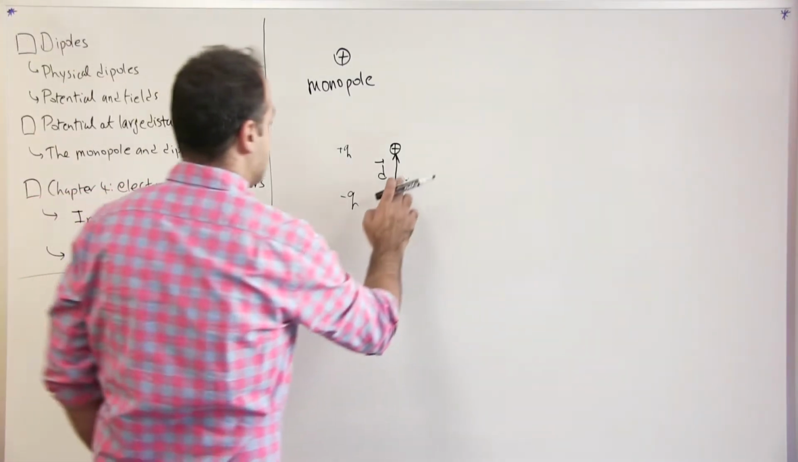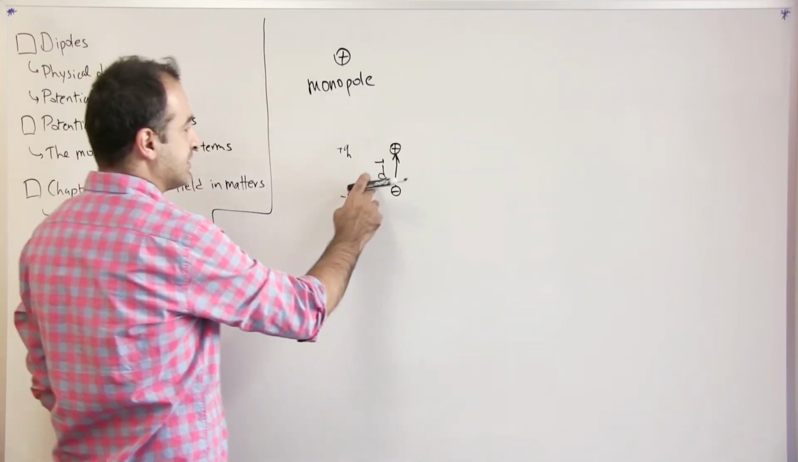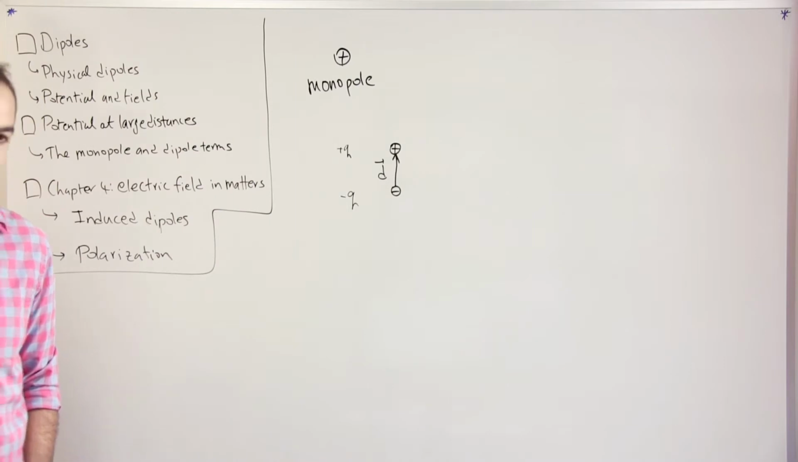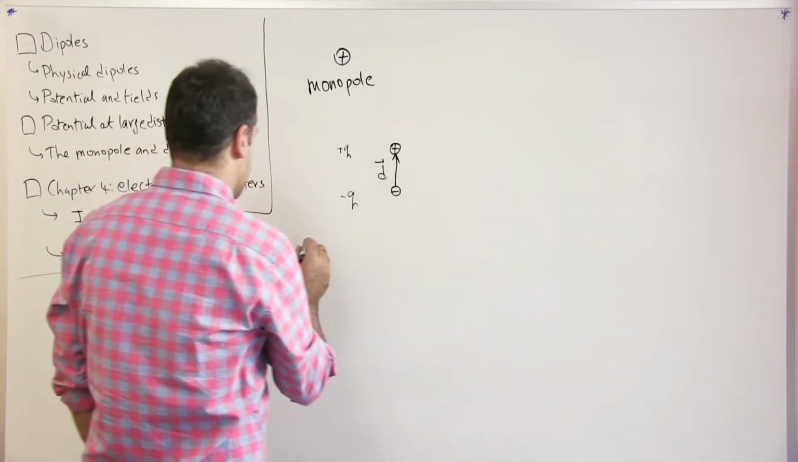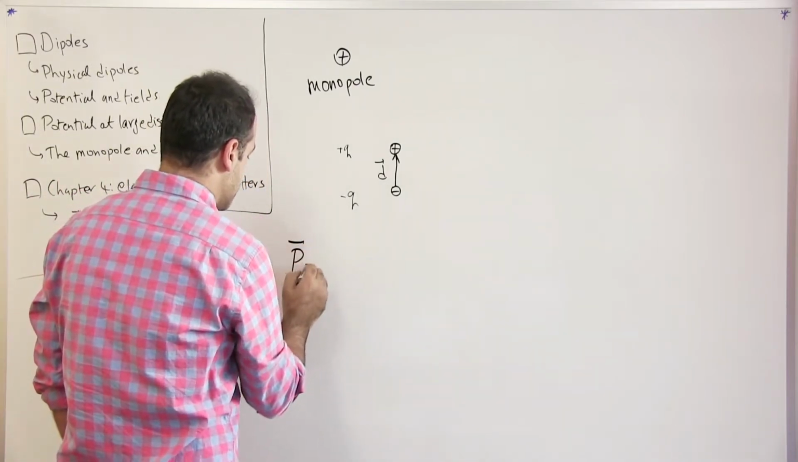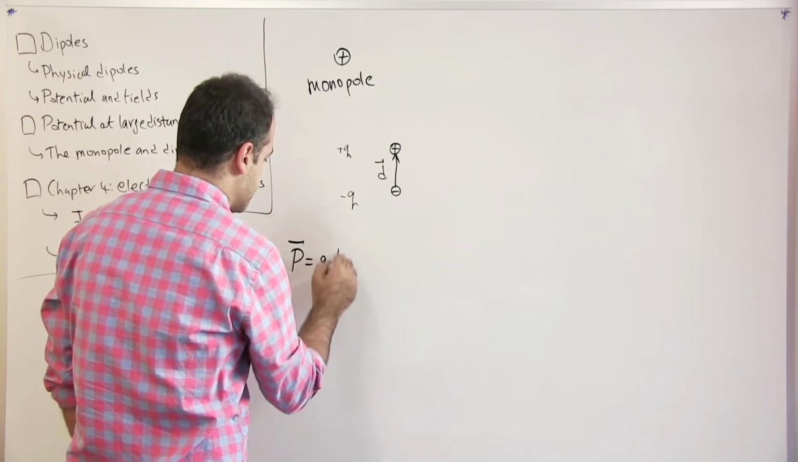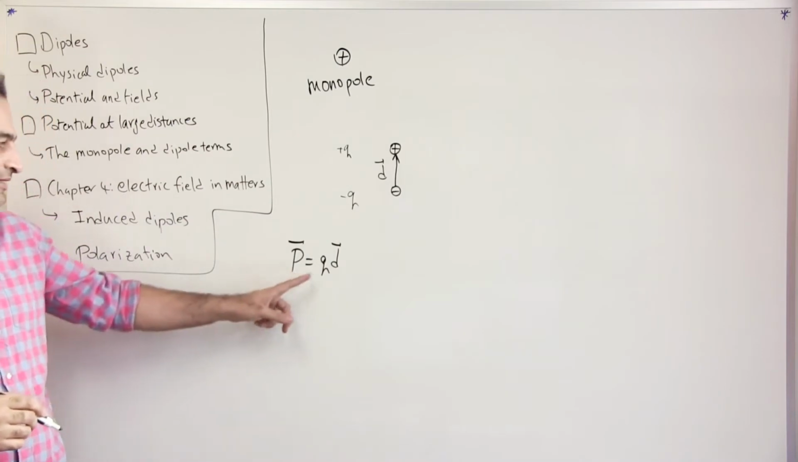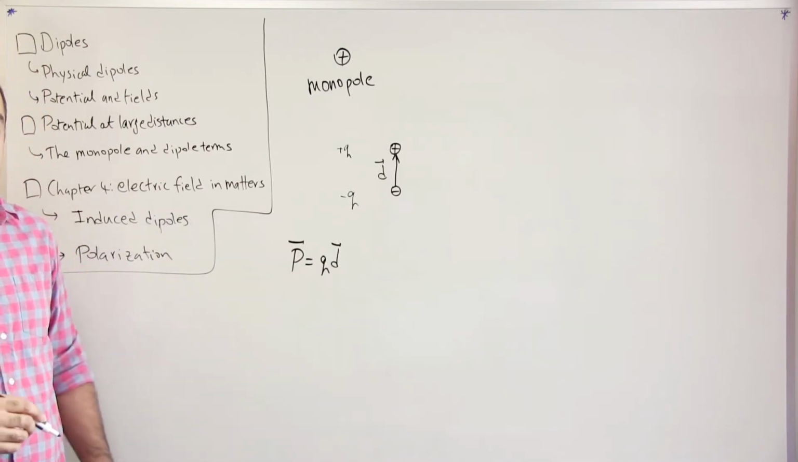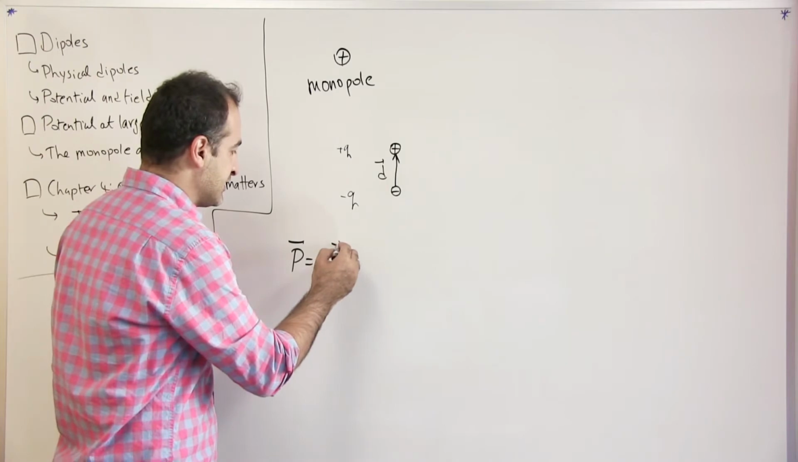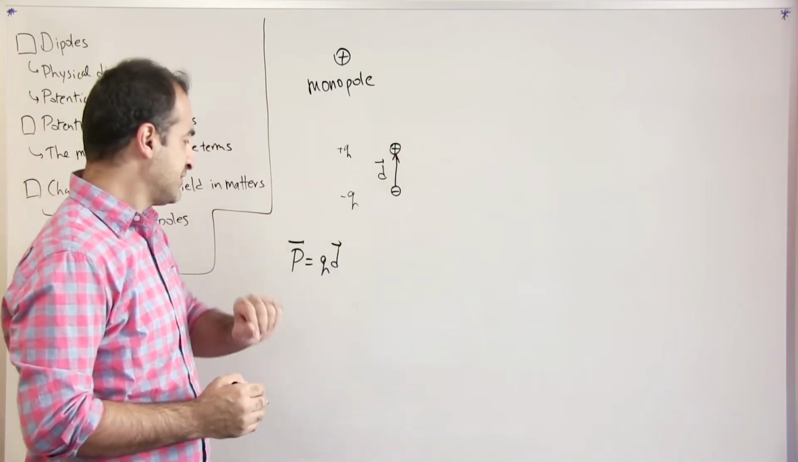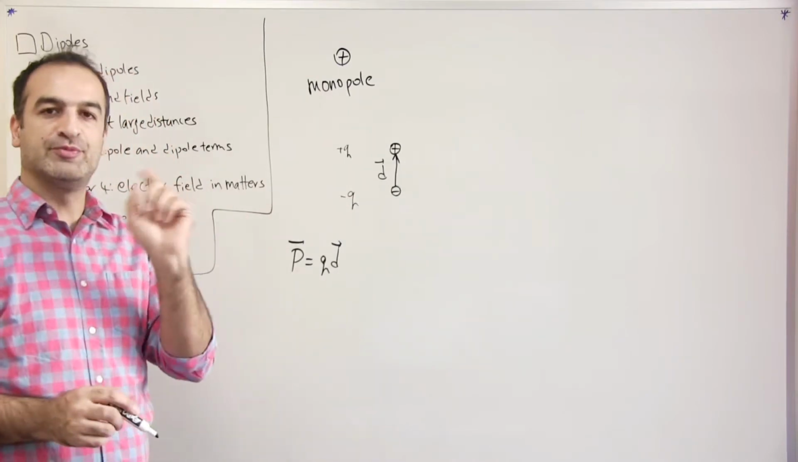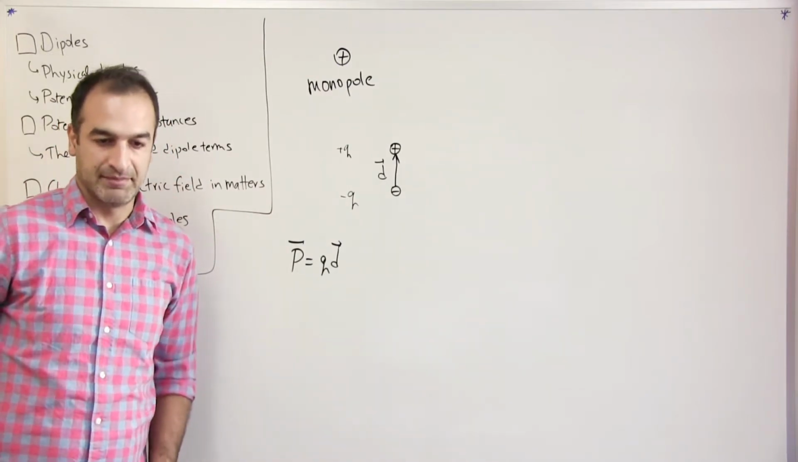Okay, so this is called a physical dipole. The distance is D and the charges on each side are positive and negative Q. This quantity p, defined as Q times D, is often called the dipole moment. It has magnitude and direction. It's a vector, and the direction is from the negative to the positive charge. The magnitude depends on the distance and also the charge you put on the dipole.